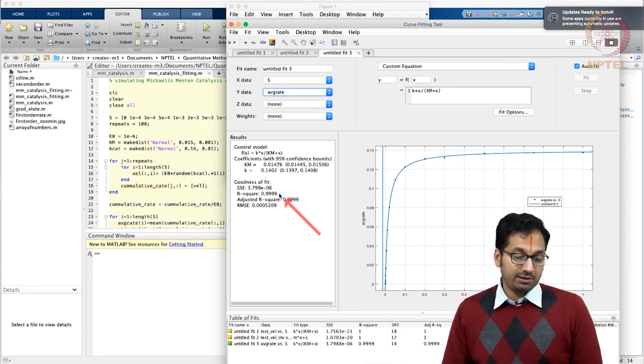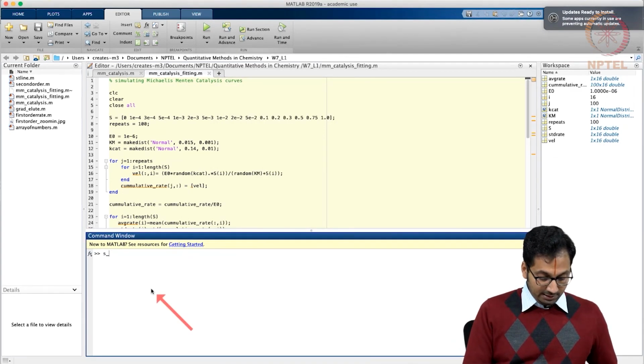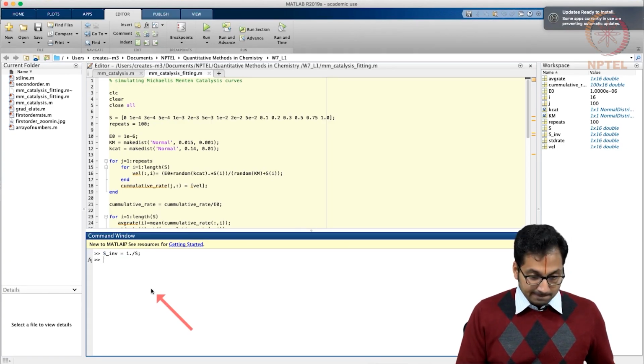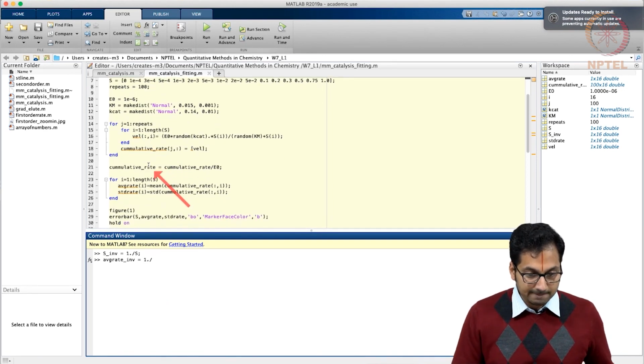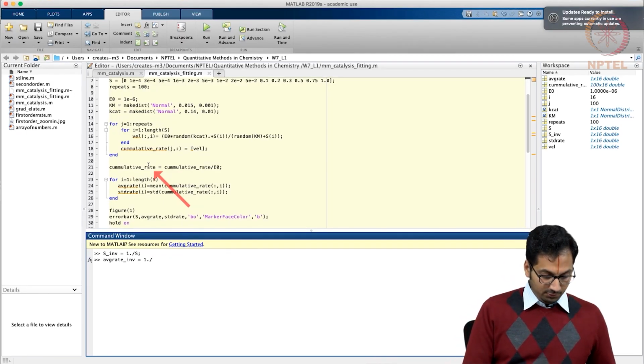Why don't we repeat the same process that we did earlier of doing the 1 over S plot? So how would we do it? We will say S inverse is equal to 1 over capital S, and then we have a cumulative rate. Actually, we have the average rate that we would like to do. So average rate inverse is equal to 1 over average.